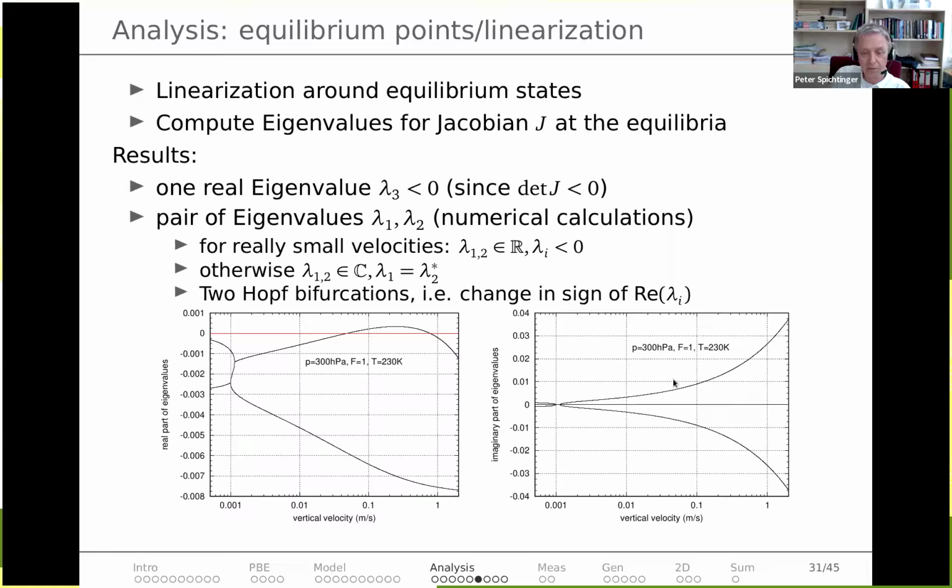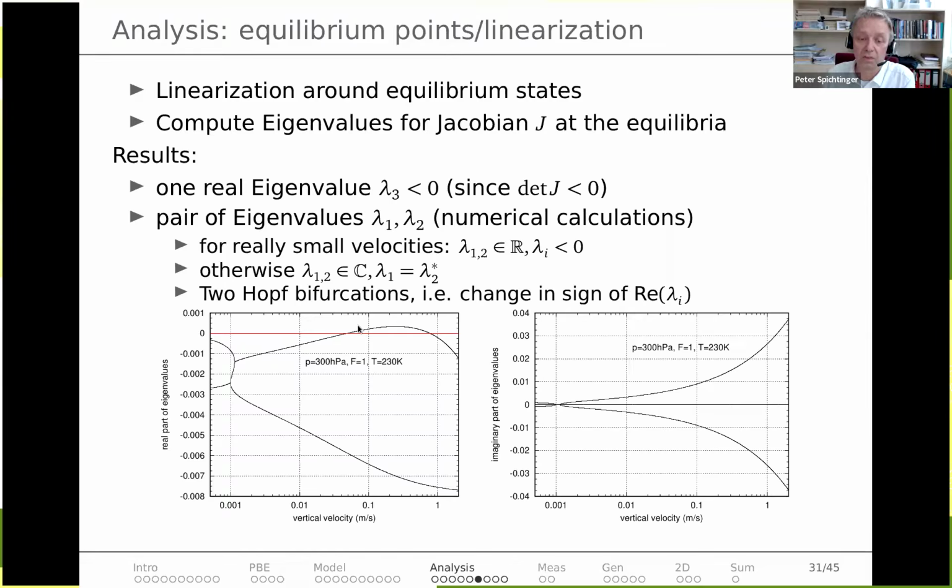So this is the real part and this is the imaginary part. For instance, here you see one negative value, and two eigenvalues with a positive real part, but with two different imaginary parts. So what does this mean? Well, if you are in this regime, you just have a stable state. The oscillator is damped. It just goes to an equilibrium point.